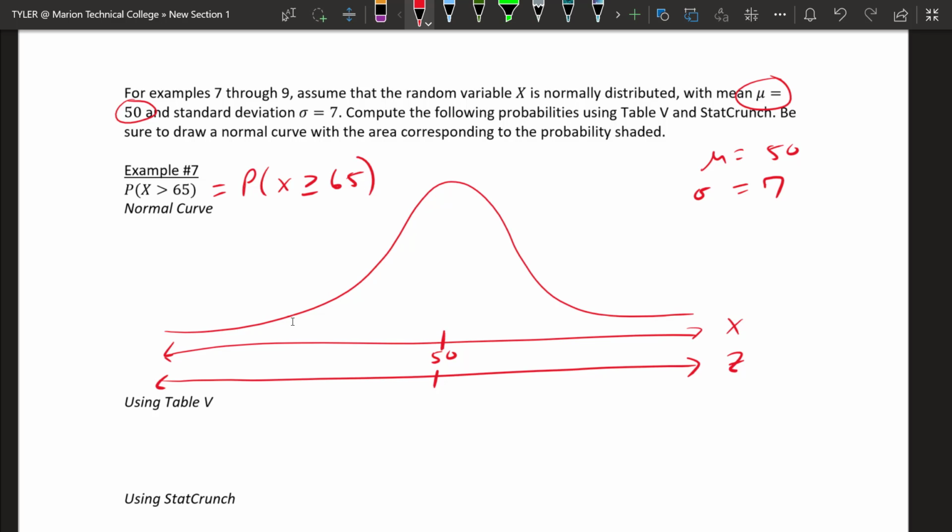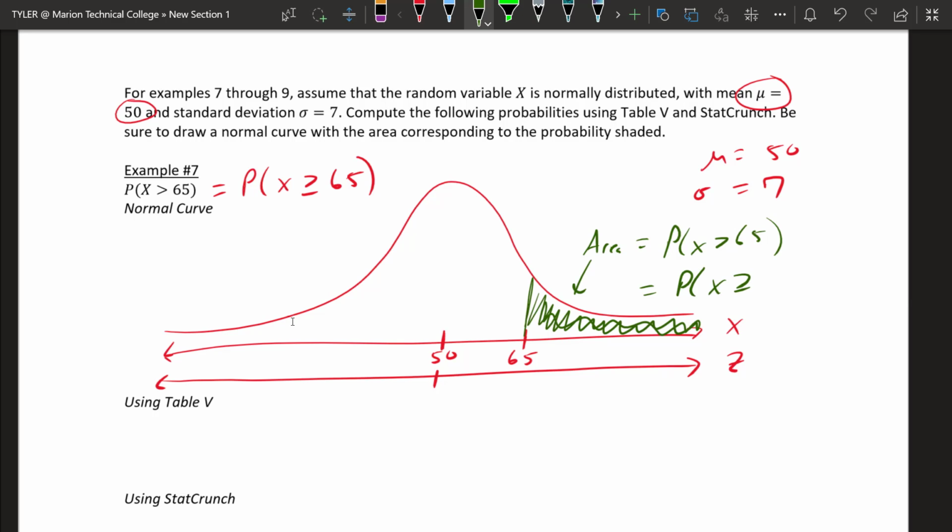The mean is going to be in the center here. 65 is going to be somewhere over here. Both of these are x values, values from the random variable. And I can shade this. I'm finding the area to the right because we're looking for x greater than 65. So this area is equal to the probability that x is greater than 65, which is also equal to the probability that x is greater than or equal to 65. Both of those would be the same.